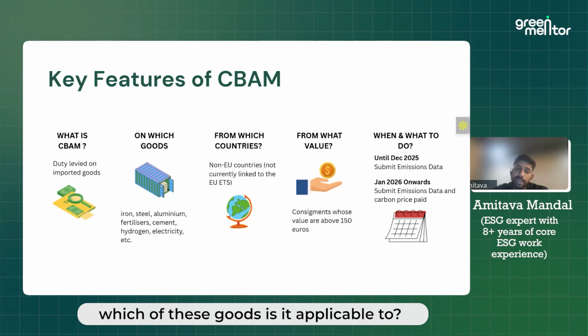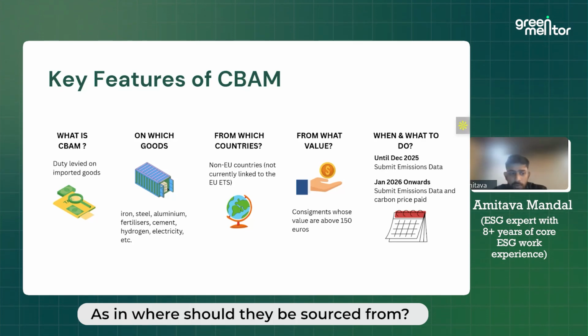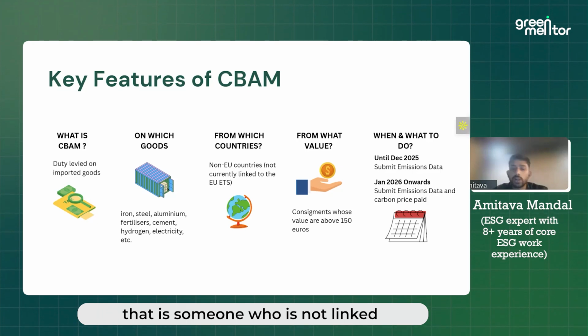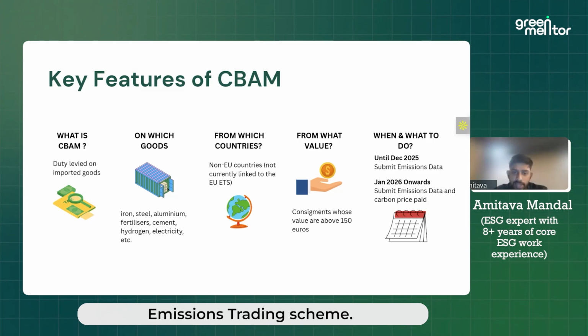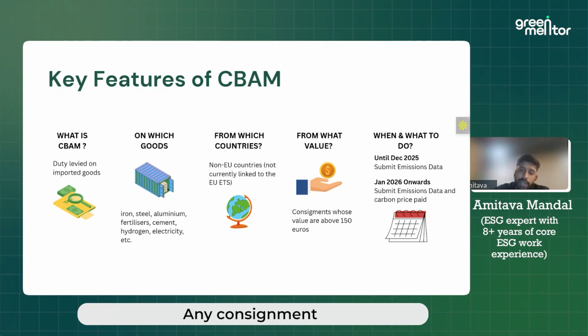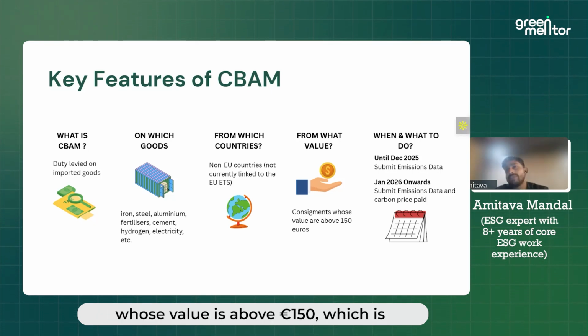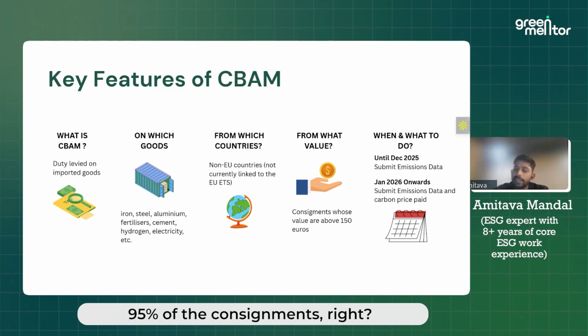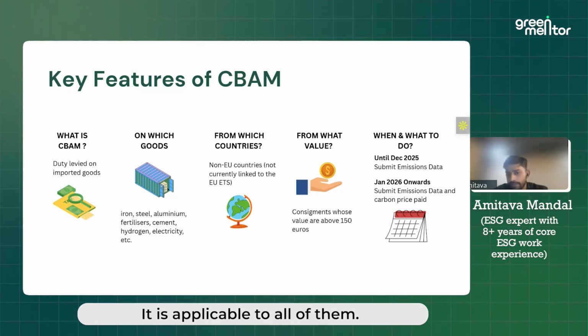Where should these goods be sourced from? If they are sourced from a non-EU country, that is, someone who is not linked to the European Union's emissions trading scheme, it is applicable to all of those countries. Now, is it applicable for goods of all values? No. Any consignment whose value is above 150 euro, which is pretty much, I'm guessing, 95% of the consignments, right? It is applicable to all of them.